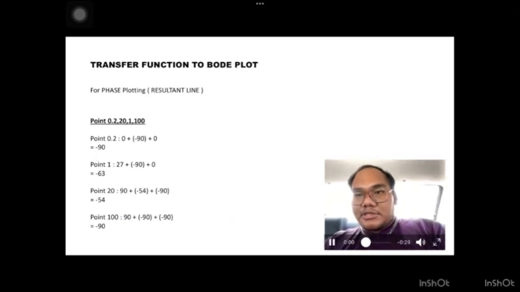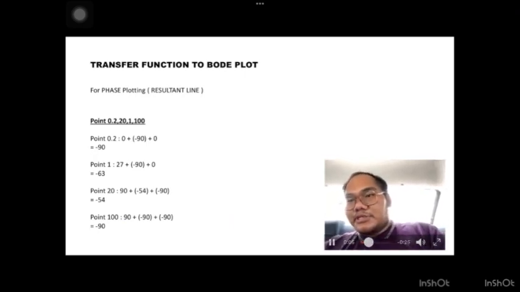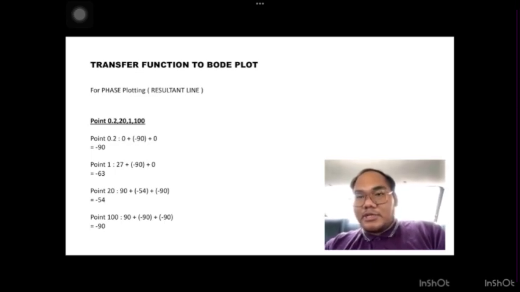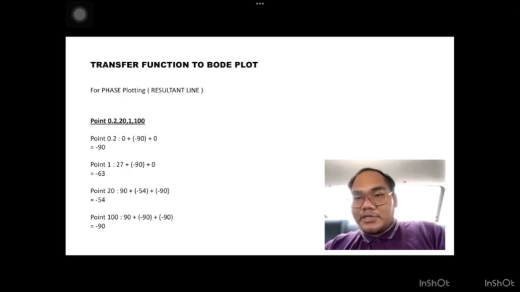This is the calculation to plot the phase plotting resultant line. So from the graph, we have obtained 4 points, which are 0.2, 20, 1, and 100. So for point 0.2, it is plotted at 90, and at point 1, it is plotted at negative 63, and at point 20, it is plotted at negative 54, and lastly at point 100, it is plotted at negative 90.